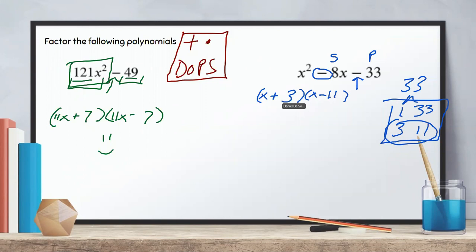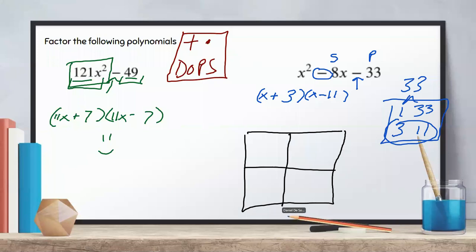Now, if you want to check your work, which you can do anytime that you're doing factoring, you can use the double distribute method, you can use the box method. I'm going to quickly do the box method just so that we can check our work to make sure that we are good to go.